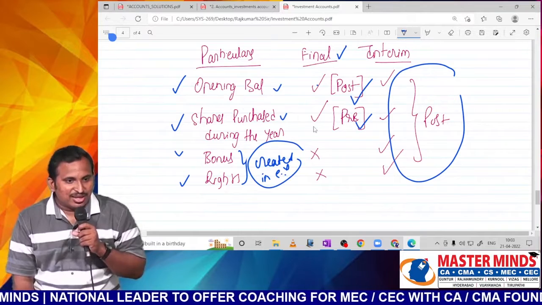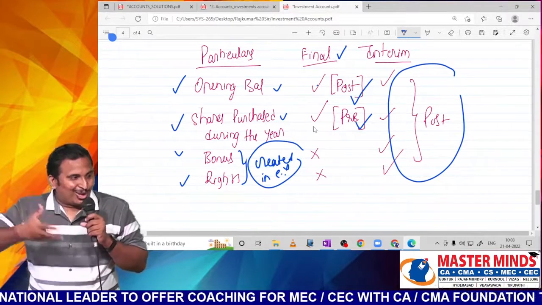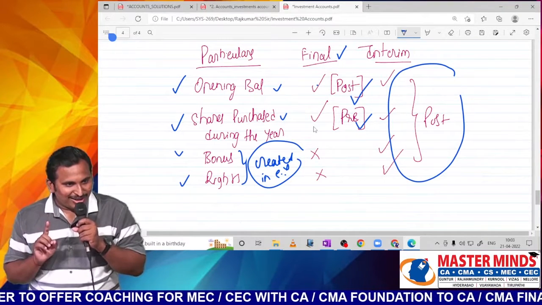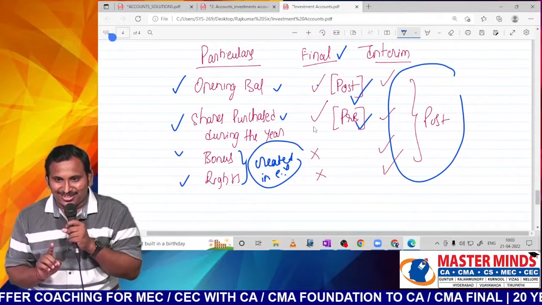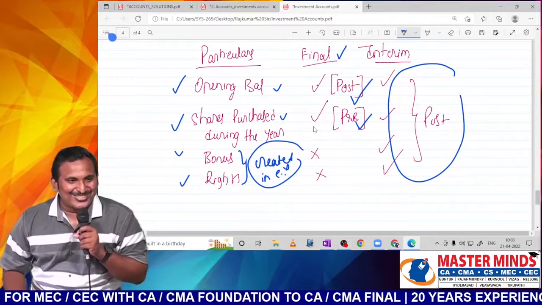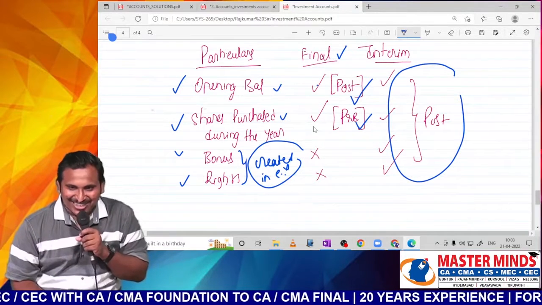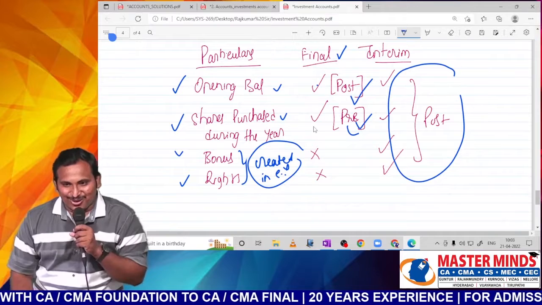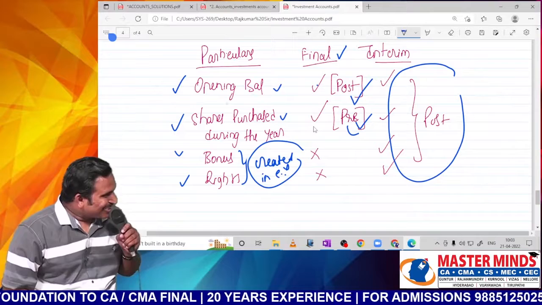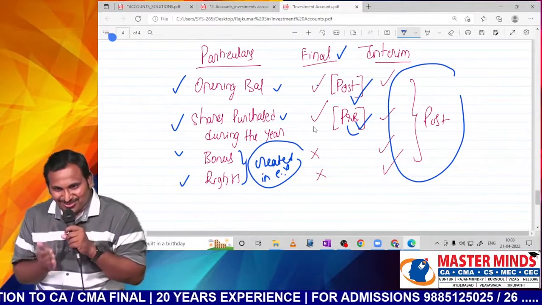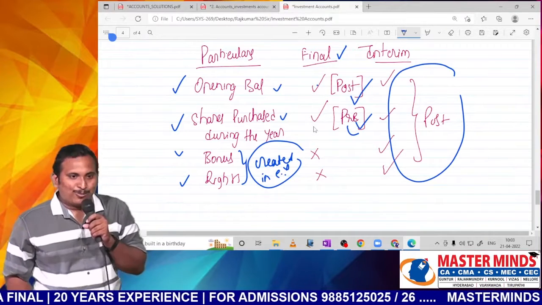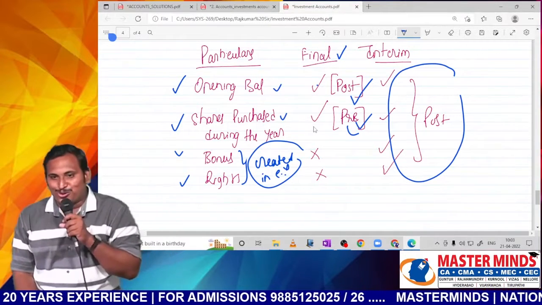In examination, you cannot always remember all these things. I'll just tell you one simple way of answering. Only for shares purchased during the year, pre-acquisition dividend will be there. For all other things, you will have only post. For shares purchased during the year, and that too if it is final dividend, pre-acquisition will be there. For all other shares, what will be there, sir? Post acquisition dividend. Hope you have understood.